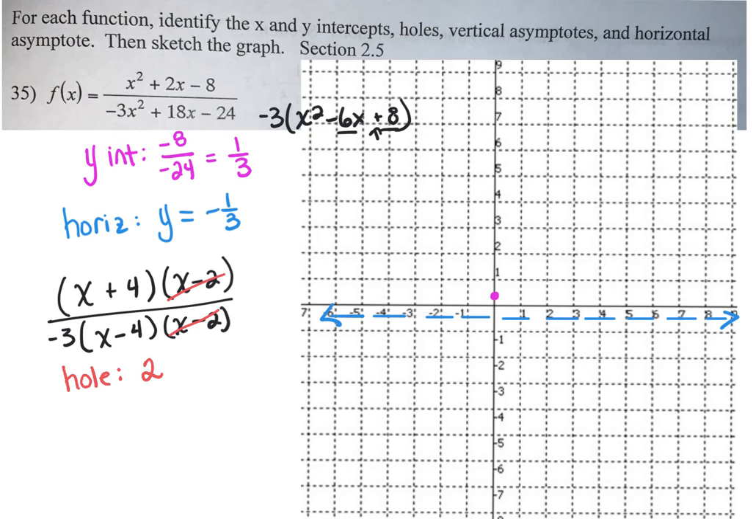And then to find out what my y value is, like where I would actually do that, I can plug 2 into the rest of it. So I can say 2 plus 4 over negative 3 times 2 minus 4. I'm just trying to figure out where I'm going to graph this guy. So that's going to be 6 over negative, what was it, negative 6? No, that's going to be positive 6. So it's going to be at 1. So at 2, 1, I'm going to have a hole in my graph. To find the y value, you just plug it into what's left over after you cancel out your hole. So I just plugged it in.